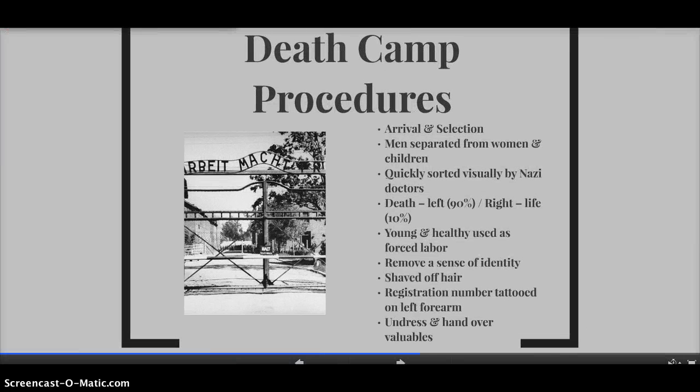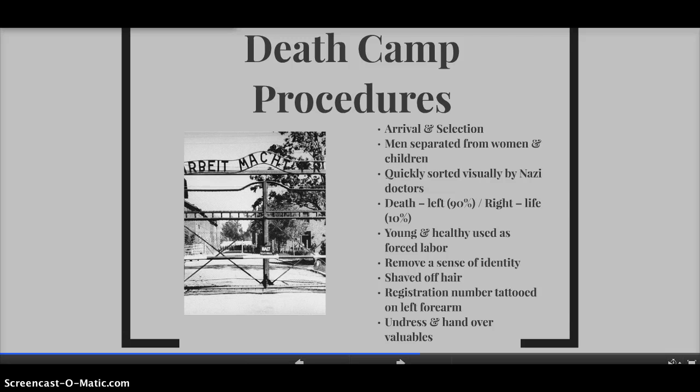Okay, so the procedures when you got to a death camp. You went through arrival and selection. Men were separated from the women and children. They were sorted visually by the Nazi doctors. So the Nazi doctors took one look at people and decided whether they lived or died, essentially. 90% of people were sent to death, which is to the left, and 10% of people were kept to live. They did still use the young and healthy as forced labor in the death camps.